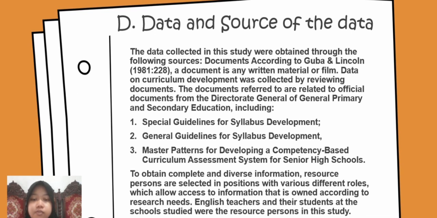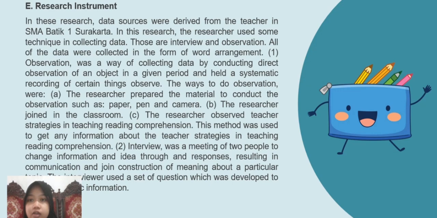To obtain complete and diverse information, resource persons are selected in positions with various different roles, which allow access to information that is owned according to research need. The English teacher and their students at the school studied were the resource persons in this study. And next, research instrument. In this research, data sources were derived from the teacher in SMA Batik 1 Surakarta.